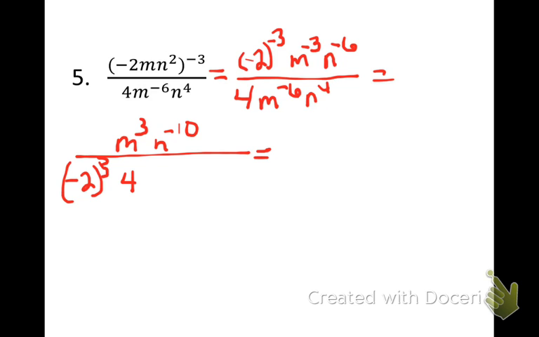So now I need to do some simplifying and move some things around. Let's just deal with our numbers first. Negative 2 to the 3rd would be negative 8. Negative 8 times 4 would be negative 32. I'm going to put the negative sign in the top. M to the 3rd is going to stay here. N to the negative 10 is going to move to the denominator. So my answer will be negative m to the 3rd over 32 n to the 10th.